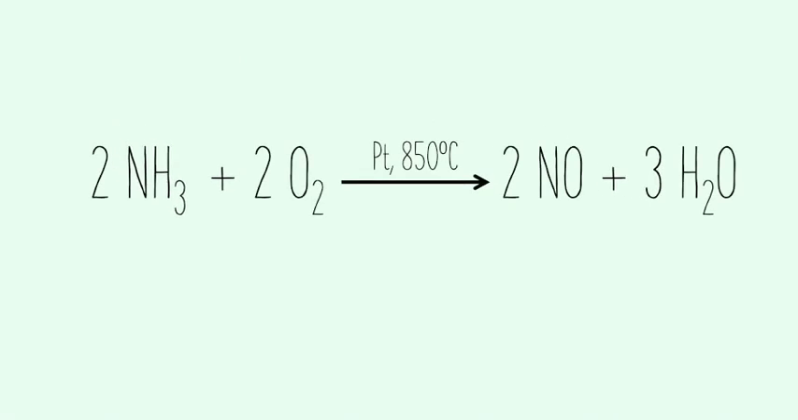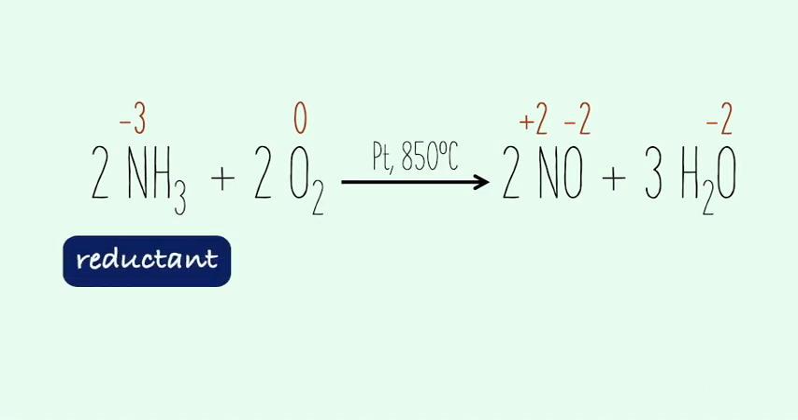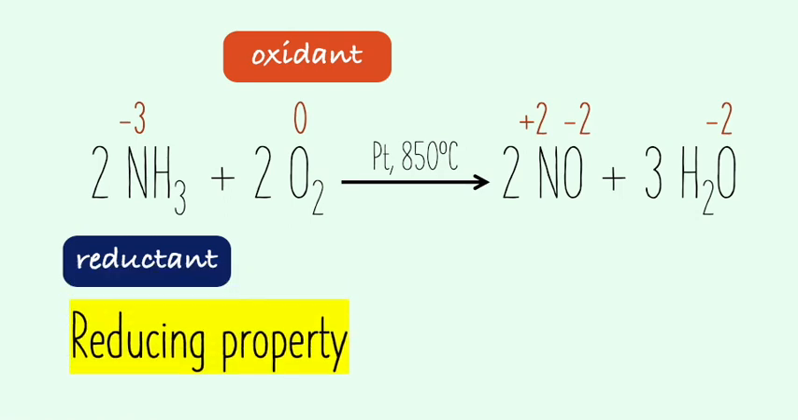Let's consider another reaction. In this reaction, the oxidation number of nitrogen is increased from -3 in ammonia to +2 in nitrogen monoxide, while that of oxygen is decreased from 0 to -2. As you've learned, in this reaction, ammonia is called a reductant because it reduces oxygen gas, which is an oxidant. Therefore, besides basic property, ammonia also has reducing property, and it is a relatively strong reductant.